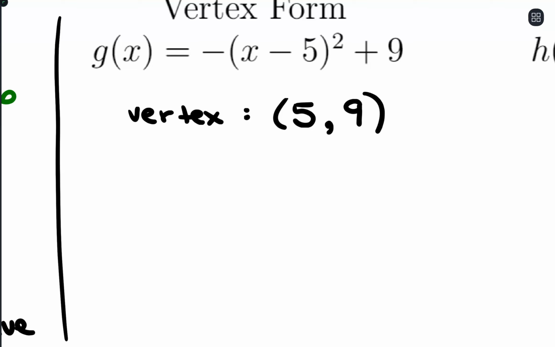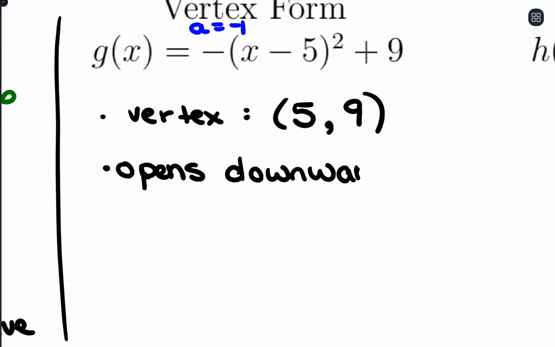Our value for a is actually showing through here, so this negative in front of the x minus 5 squared, this is actually a case of a equals -1. So I would see this a equals -1. So this also tells me whether it opens upwards or downwards. And because that's a -1, it opens downwards.